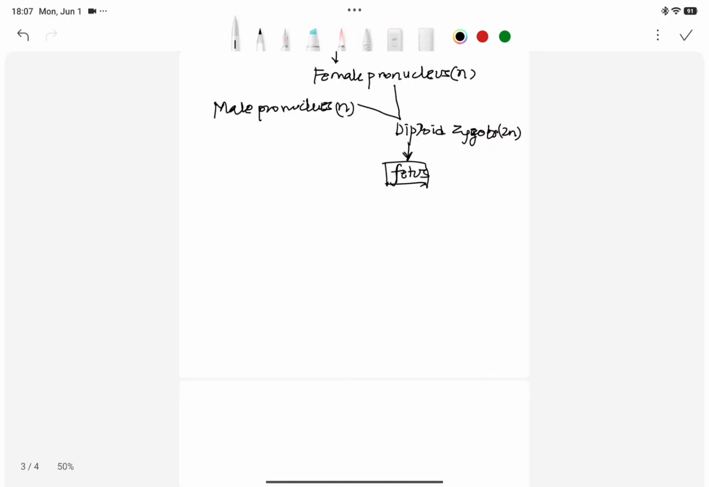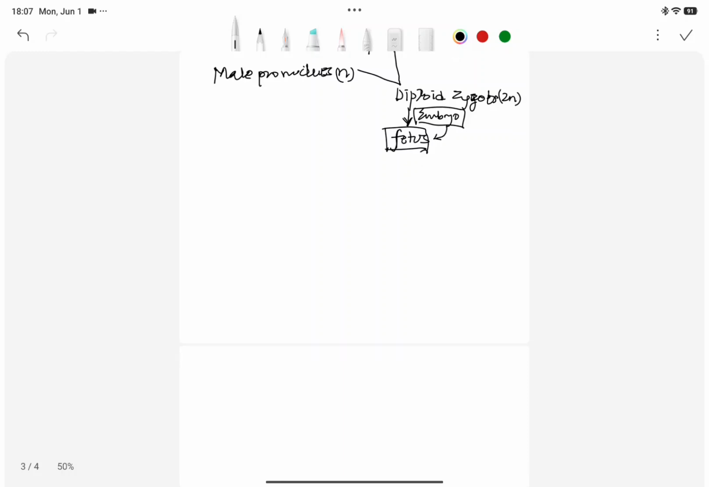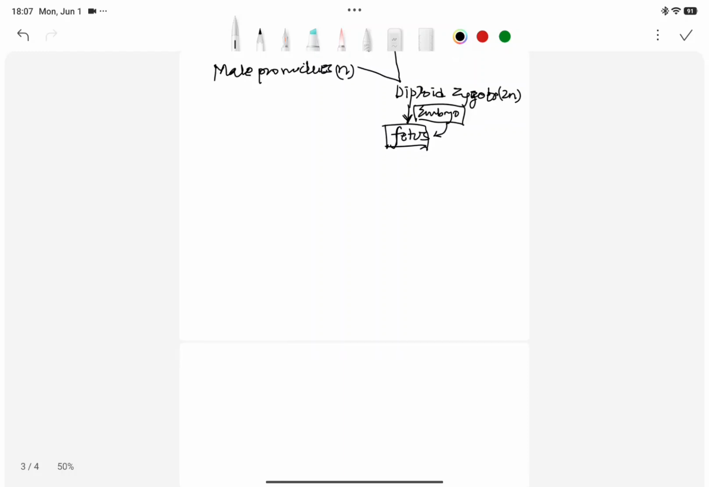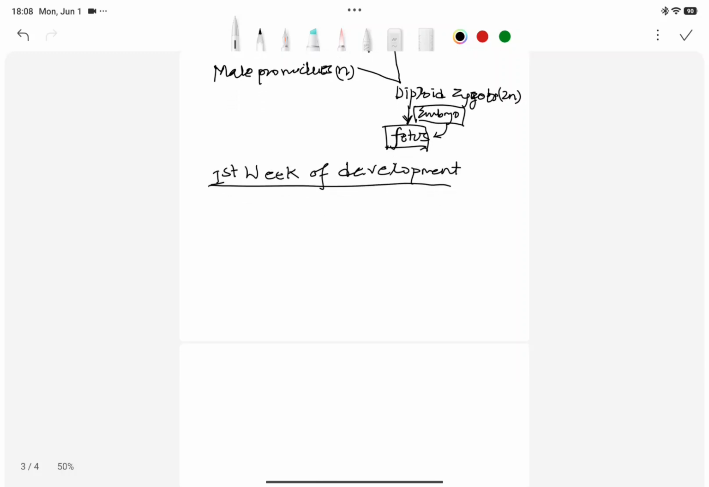And embryo and fetus. Okay, embryo, then fetus. We start with the first week of development. After fertilization, there is the first week of development, that is, after fertilization up to 7 days. Fertilization up to day 7.